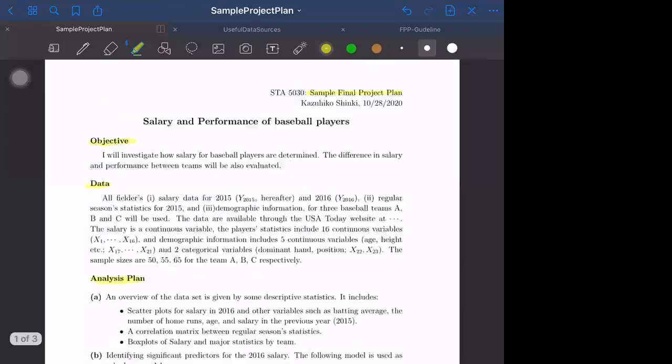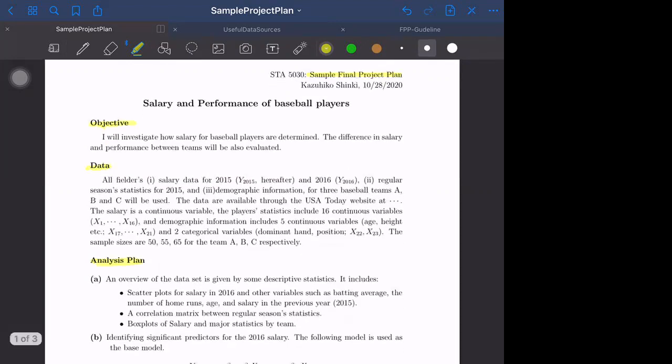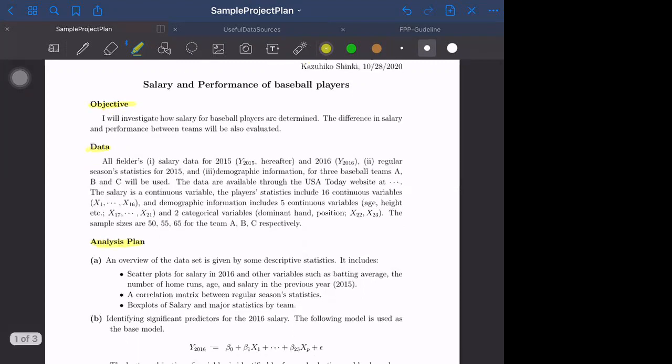So objective is just objective. For example, I will investigate how salary for baseball players is determined by other variables. Difference in salary and performance between teams will also be evaluated. For example, with a higher salary, maybe the team is stronger, better.